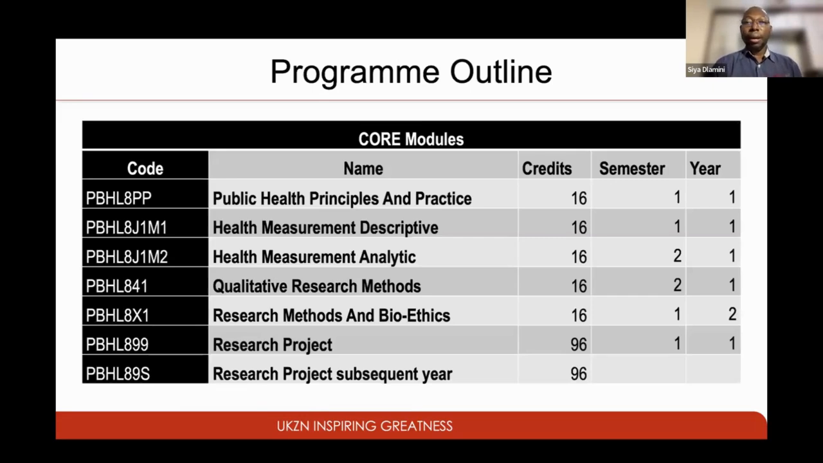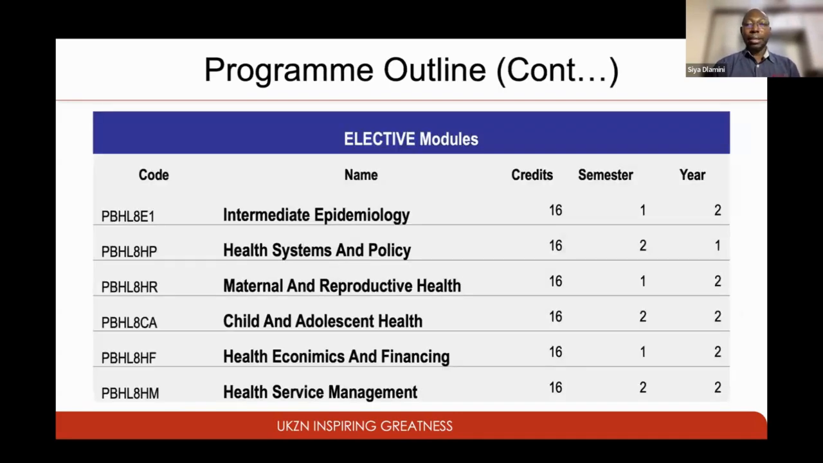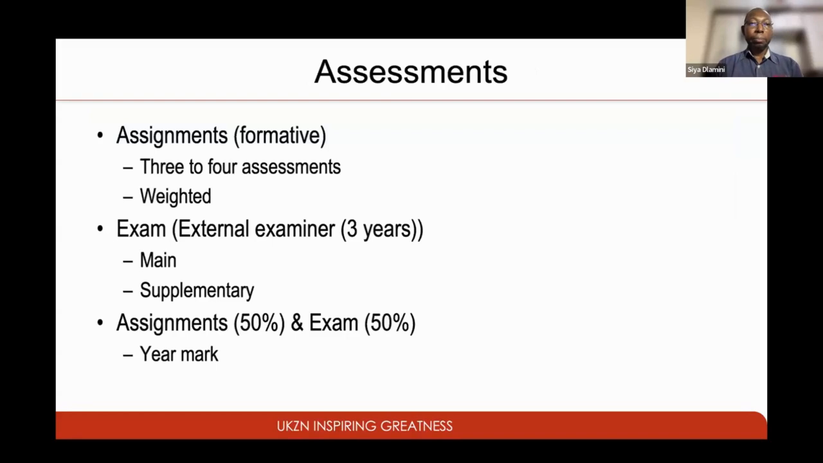This is the program outline. The modules that I'm showing right now are the core modules, the modules that the students have to have gone through and passed in order to attain an MPH at UKZN. And these are the electives that the students can choose from. As I said, depending on the number of students that opt for that module, it will either be offered or not offered.